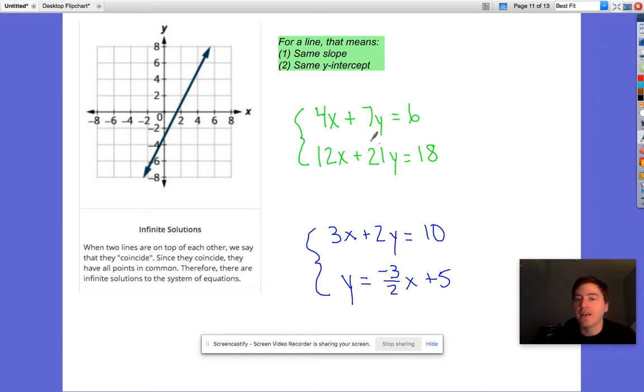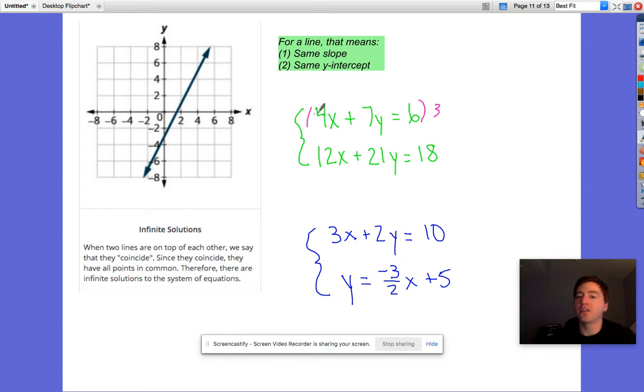Some things you would be looking for in a scenario like this is, of course, same slope, same y-intercept. But especially when you run into something like this where they're set up the same, like these are both in standard form, you can spot that these are the same equation pretty quickly by just saying, well, the second one is just the first one multiplied by 3, right? 4 times 3 is 12, 7 times 3 is 21, and 6 times 3 is 18.